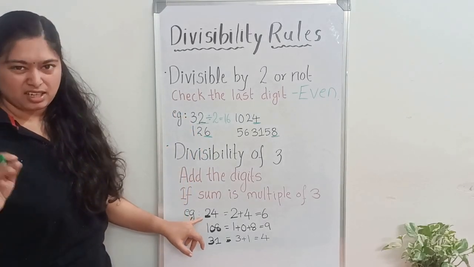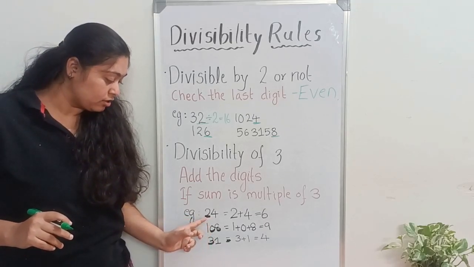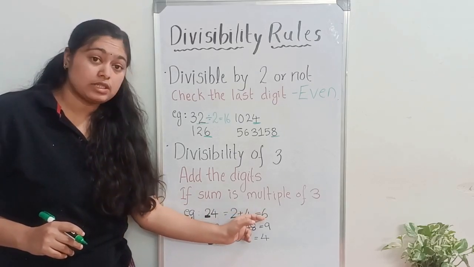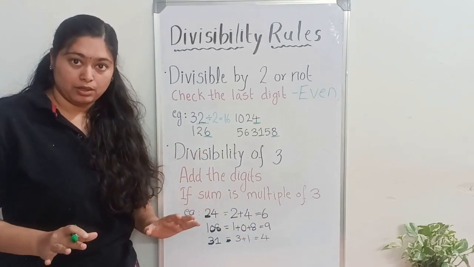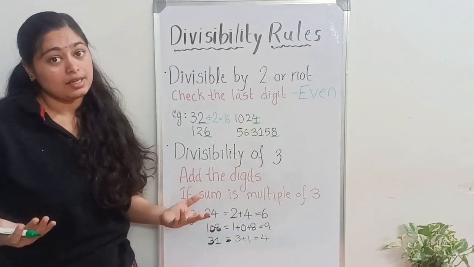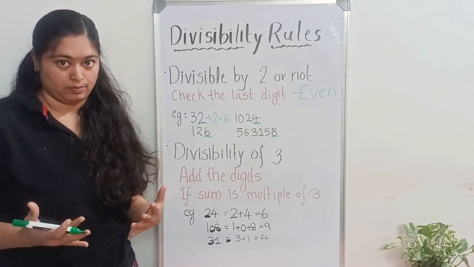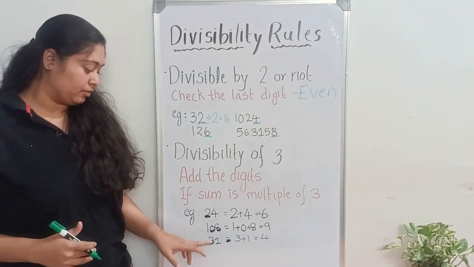Example, let's take a small number, 24. I am adding the digits 2 and 4. So 2 plus 4 is equal to 6, which is definitely a multiple of 3, which comes in the multiplication table of 3. So you can say 24 is divisible by 3, or 3 is a factor of 24, or 24 can be divided by 3 without leaving a remainder.